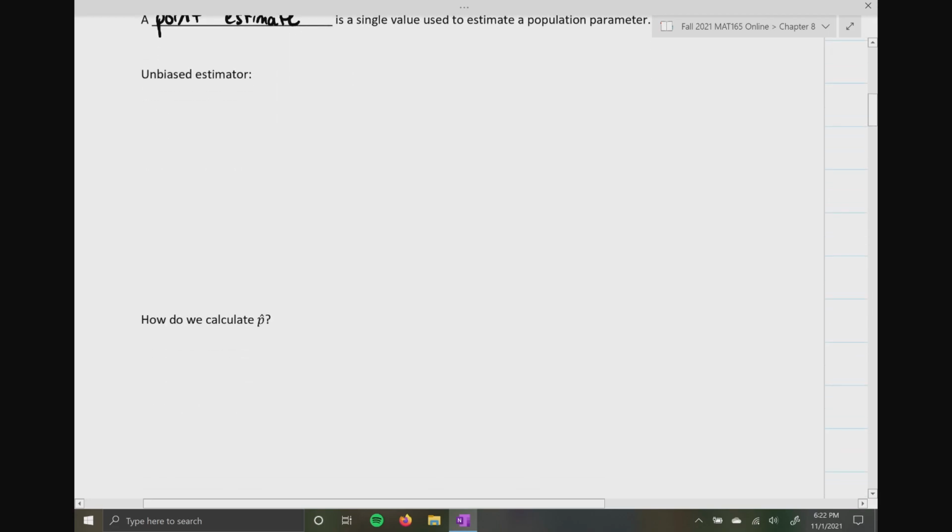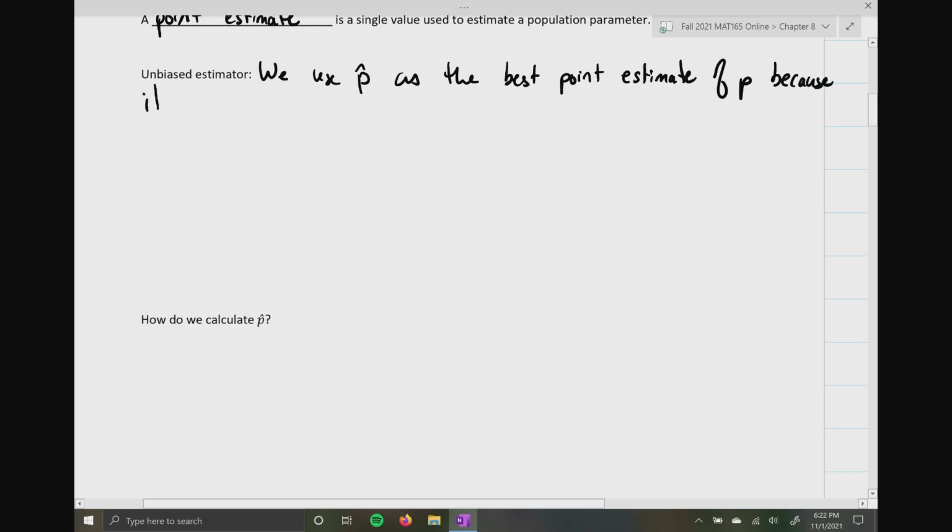An unbiased estimator is when we use p hat as the best point estimate. And remember, that's a single numerical value of p. We use this because it is unbiased, and it is most consistent of the estimators involved.